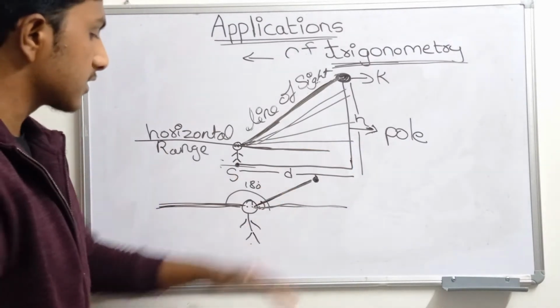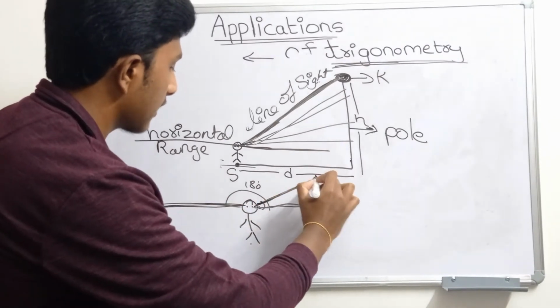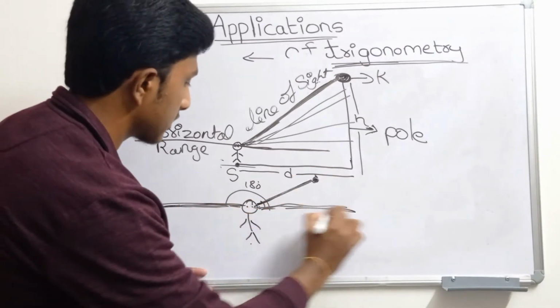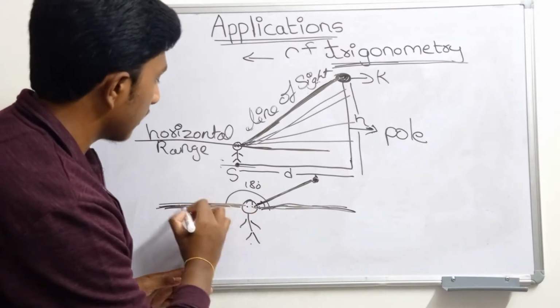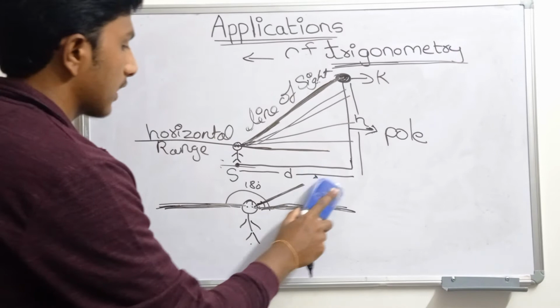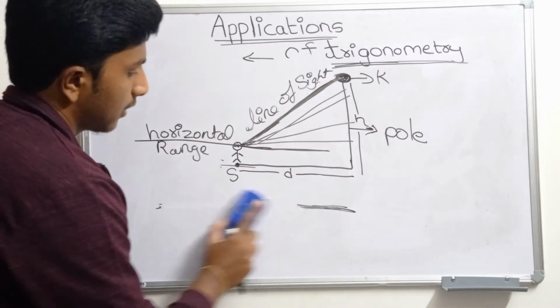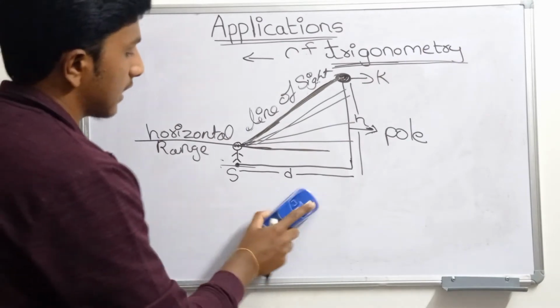When the person stands at a position and looks at an object, this is the line of sight, and this is the horizontal position, guys. This is the horizontal range, we say. Okay, guys, did you get it? This is the horizontal range. Don't worry, guys, I will explain it once again, everything.